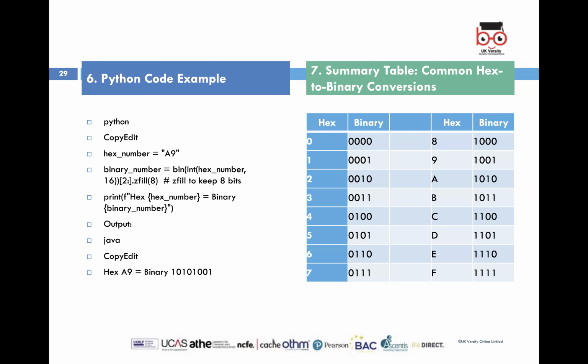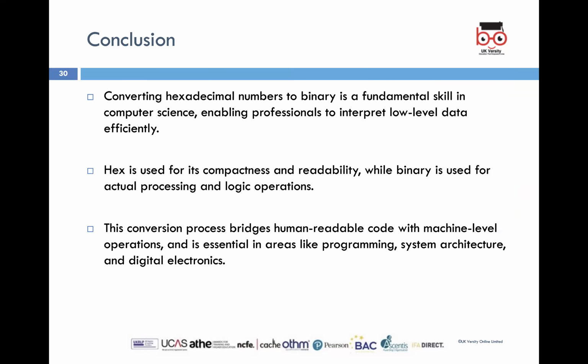Again, here's a summary table of hex to binary as shown before. The conclusion here is that converting hexadecimal numbers to binary is a fundamental skill in computer science, enabling professionals to interpret low-level data efficiently. Hex is used for its compactness and readability, while binary is used for actual processing and logic operations. This conversion process bridges human readable code with machine level operations and is essential in areas like programming, system architecture, and digital electronics.